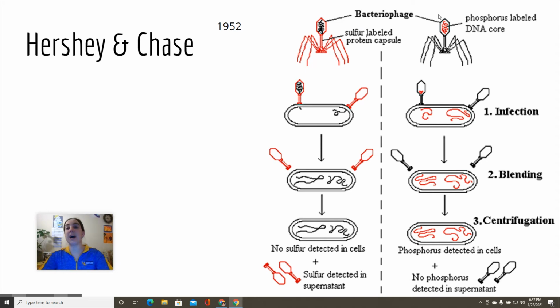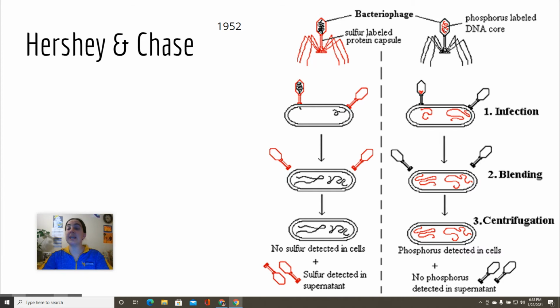So here at the top, you can see this is a bacteriophage. A bacteriophage is a type of a virus. Remember, viruses are really simple in structure. They just have a genetic molecule. They have DNA or RNA surrounded by a protein coat. And that's really it. Viruses are very simple.